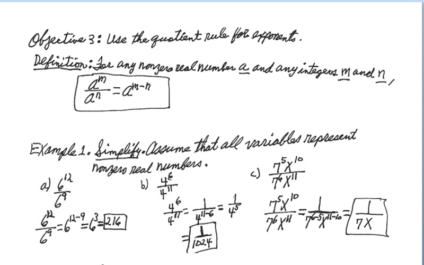C. 7 to the 5th power times x to the 10th power divided by 7 to the 6th power times x to the 11th power. In this scenario, we can rewrite this problem as 1 over 7 to the 6 minus 5 power times x to the 11 minus 10 power, which gives us 1 over 7x.